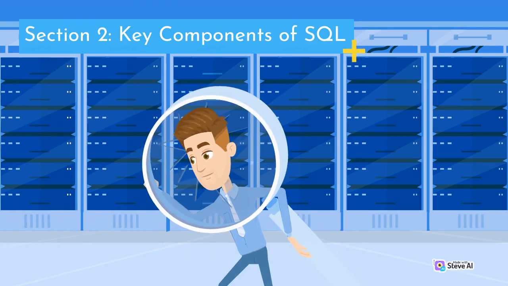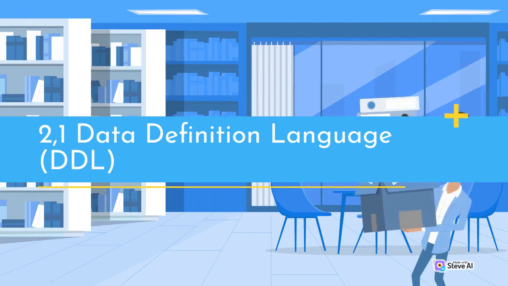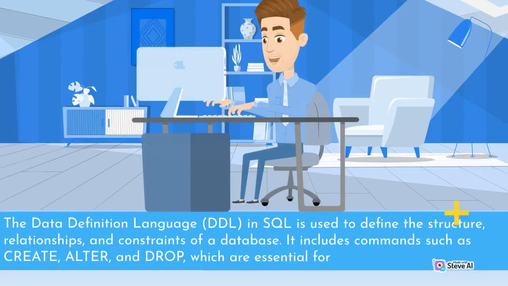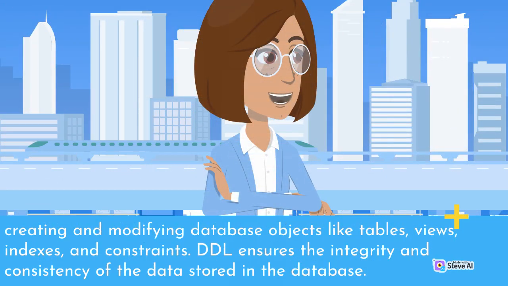Section 2. Key components of SQL. 2.1 Data Definition Language, DDL. The Data Definition Language, DDL, in SQL is used to define the structure, relationships, and constraints of a database. It includes commands such as create, alter, and drop, which are essential for creating and modifying database objects like tables, views, indexes, and constraints. DDL ensures the integrity and consistency of the data stored in the database.